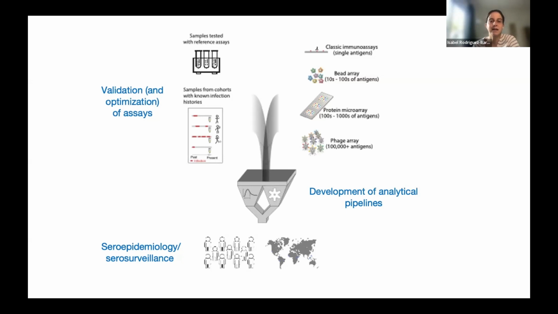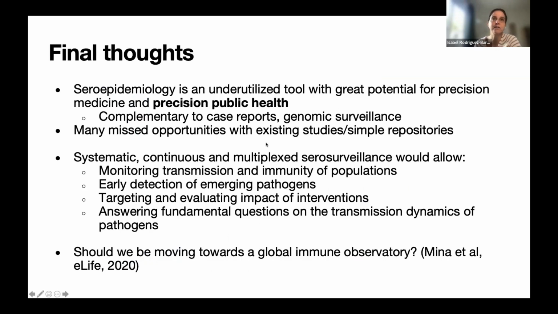The thought is that while serology and multiplex serology are super promising, if we really want to think of integrated serological surveillance and integrated multiplex serological surveillance, we really need to work in three areas: validation and optimization of assays, development of analytical pipelines, and of course, creative design so that we can obtain the samples and the data at the spatial and temporal resolution that is most useful. So, final thoughts.